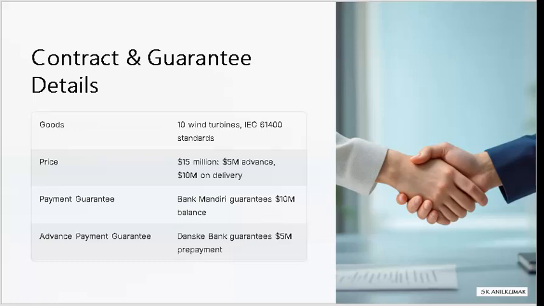So Danske Bank on behalf of the seller issues the advance payment guarantee, Bank Mandiri on behalf of the buyer issues the payment guarantee, and then these two guarantees secure the 15 million transaction, of which 5 million is paid in advance by the Indonesian party to the Danish party. Both the guarantees are irrevocable, they are valid till July 25, and for claims, proof of non-performance is required in this specific situation.